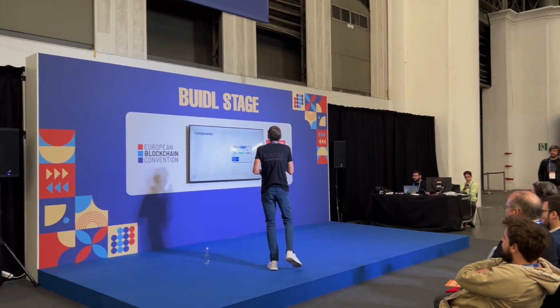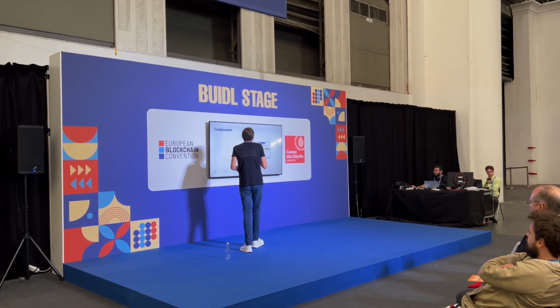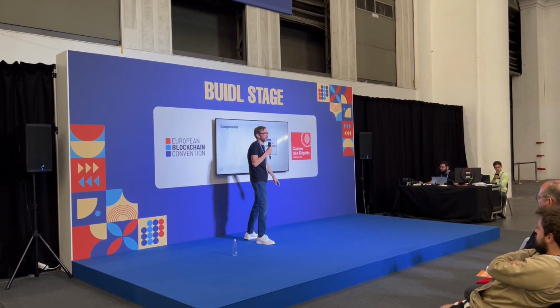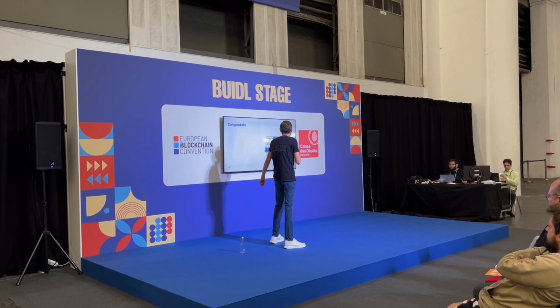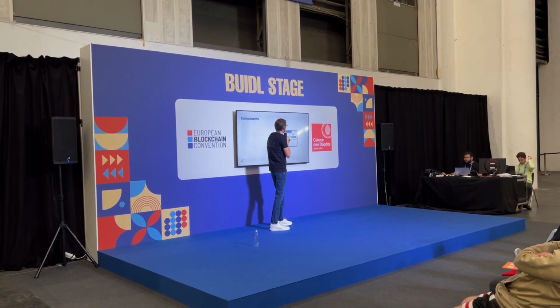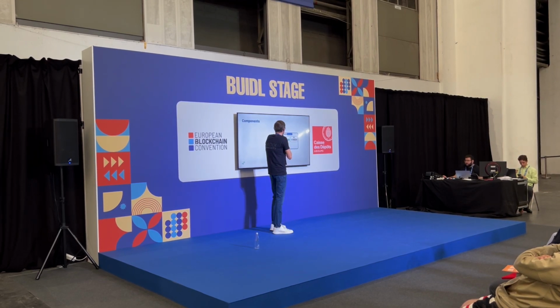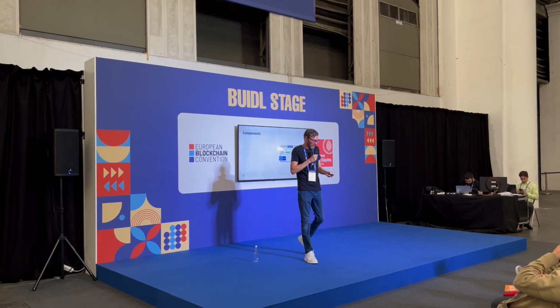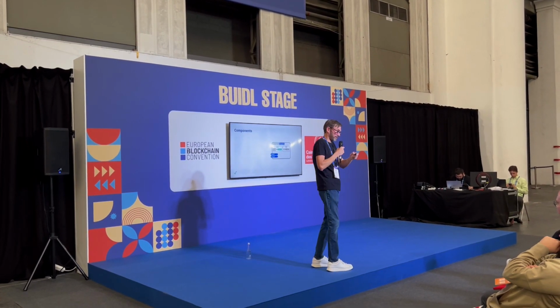So with a component, you have what's called a blueprint, which that component is instantiated from. And the component may have some resources, like a vault with some coins in, or some metadata, and some methods that can be called. But how do you get this component in the first place? Well, that's a great question.